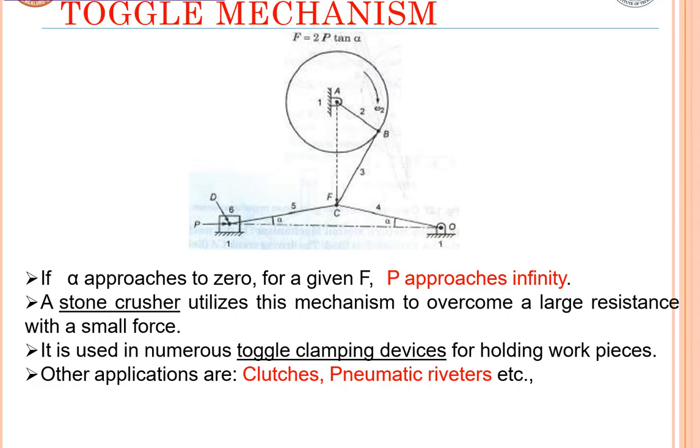Here the force applied you will be able to calculate by using 2P tan alpha, where P is the load which is going to act on the slider. Here omega 2 is the velocity given to the crank, and it is fixed at point A. It is going to rotate with the omega 2 speed. The required force is applied, and the stone crusher is going to utilize the force to get the required work done.